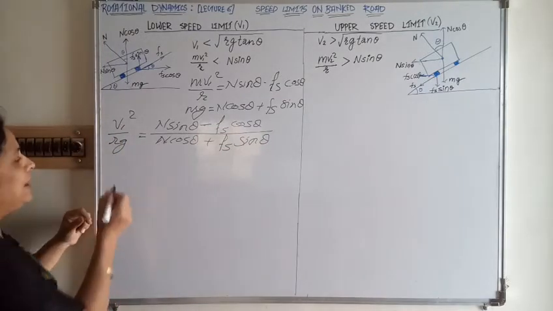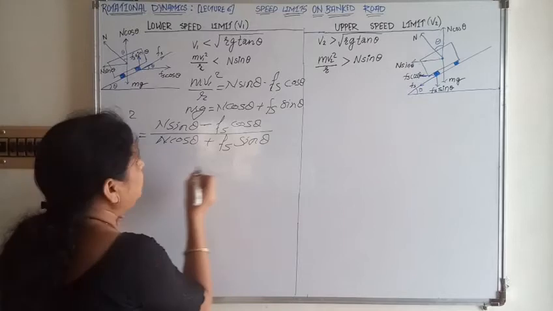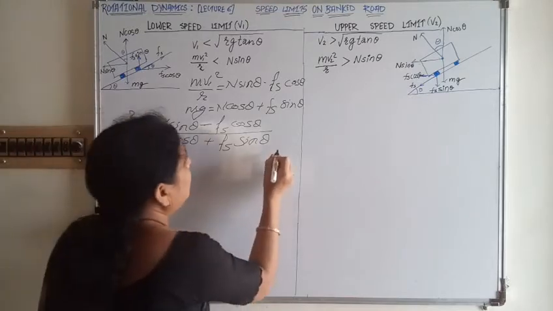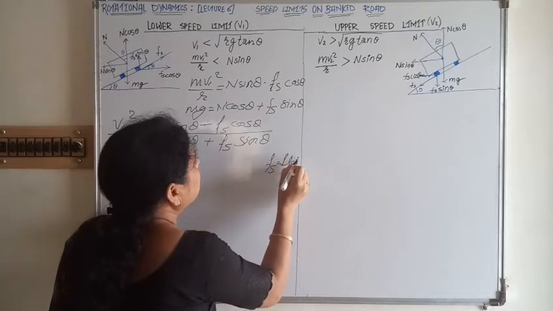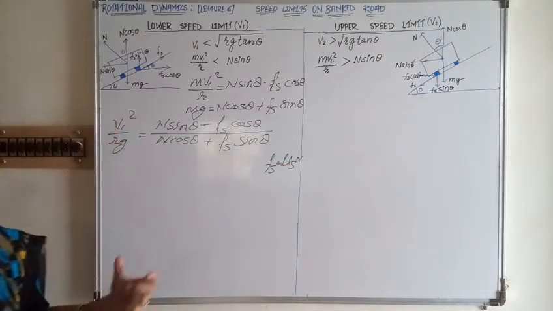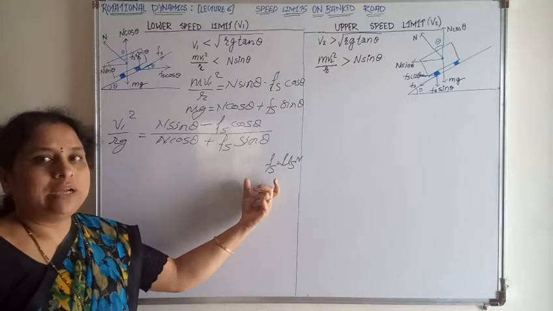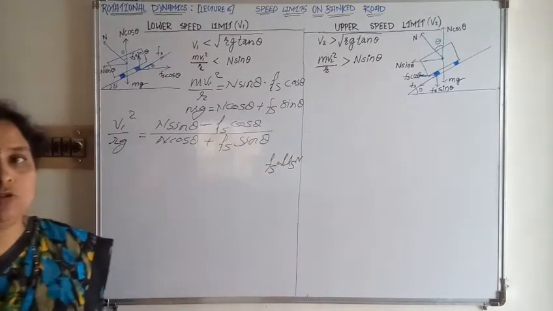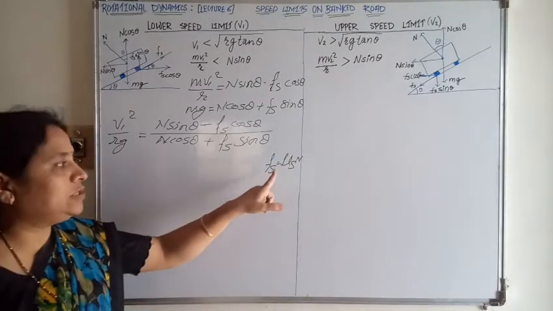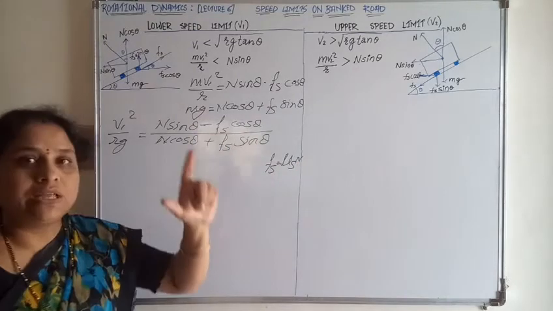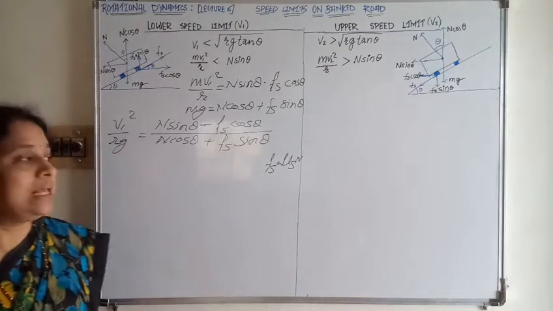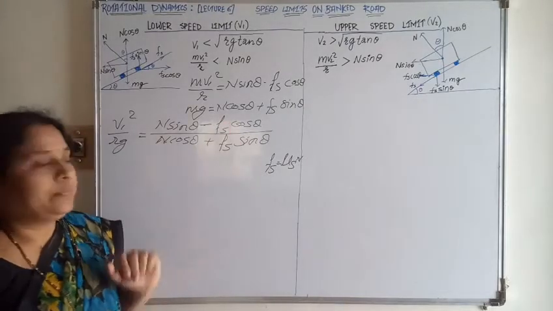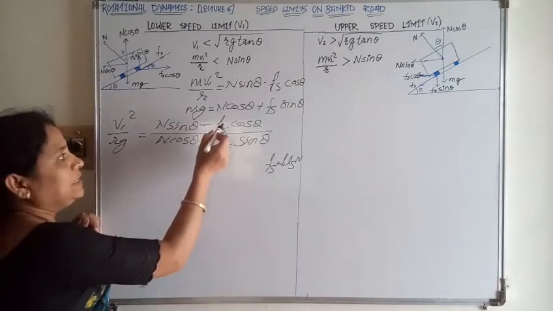Now we put the value of fs here. As we know that fs is equal to mu s into n. We know this equation: limiting force of static friction is directly proportional to the normal reaction, and that's why fs is equal to mu s into n, where mu s is the coefficient of static friction. You have learned this equation in your 11th class. We put it here in place of fs.